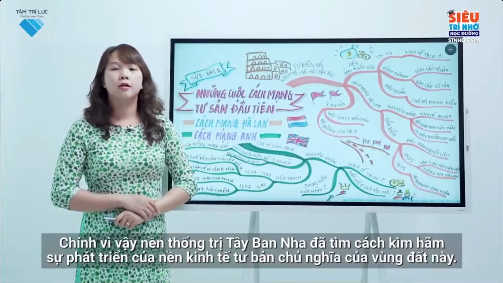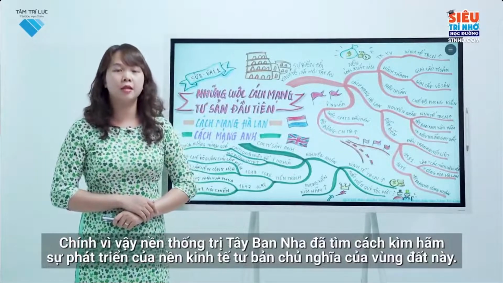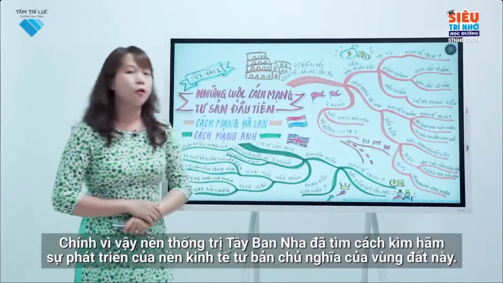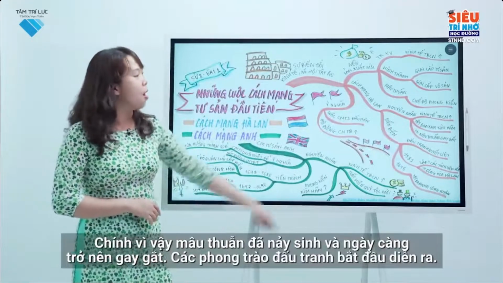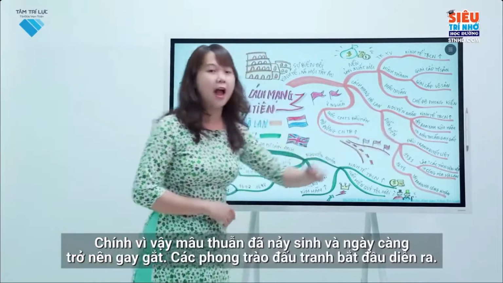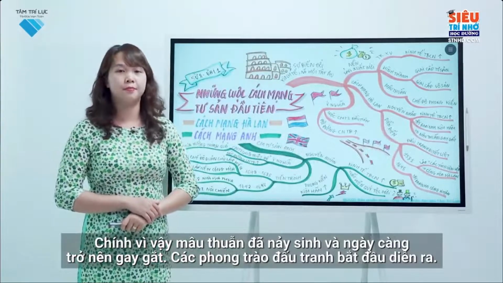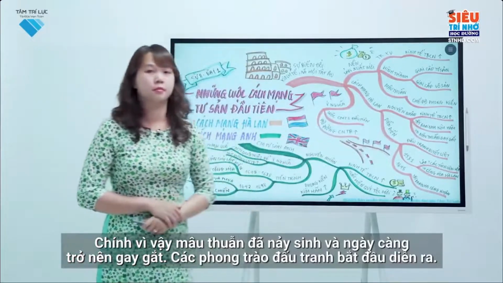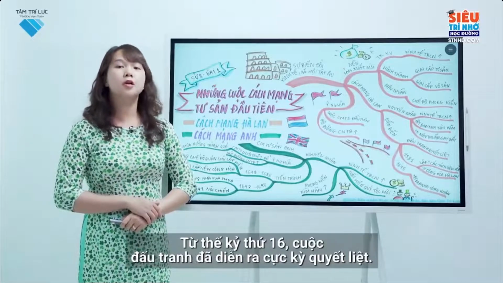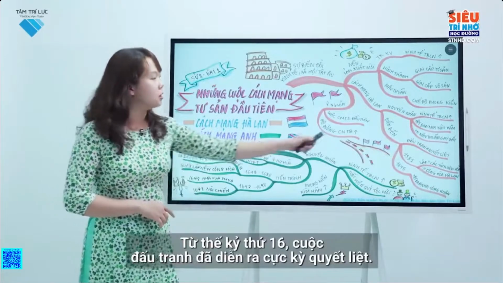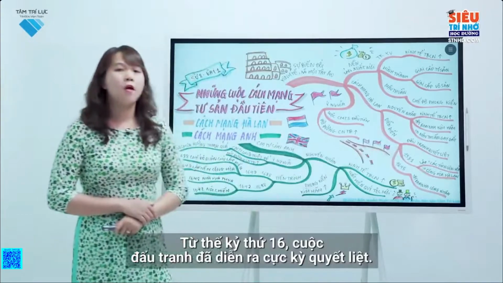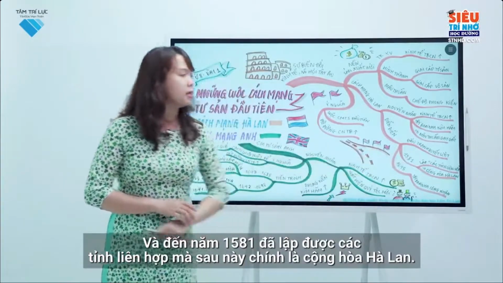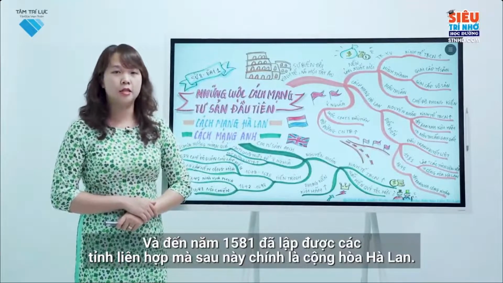That was the reason why the Spanish domination tried to prevent the development of the capitalist economy in this region. So the conflict gradually became more and more tremendous. Struggle movements started. Since the 16th century, the struggles have been extremely fierce. And by 1581, the combined provinces were established, which became the Dutch Republic afterwards.